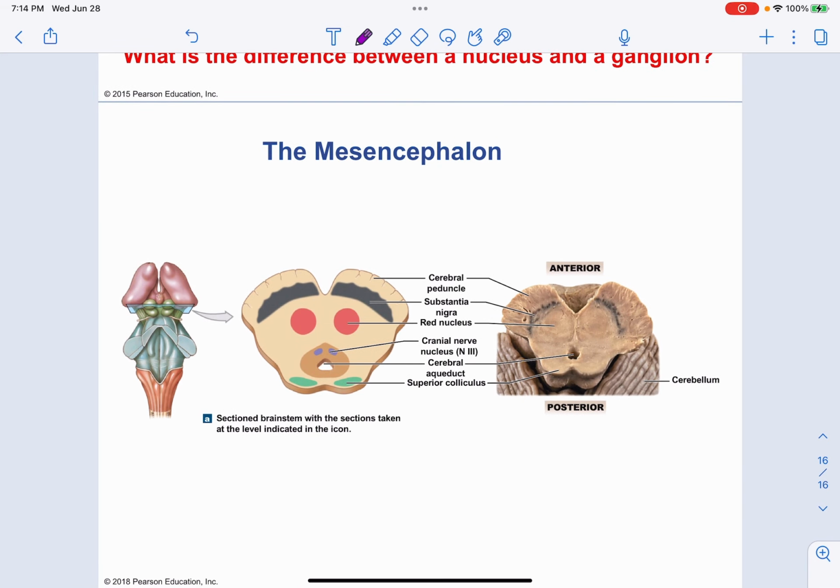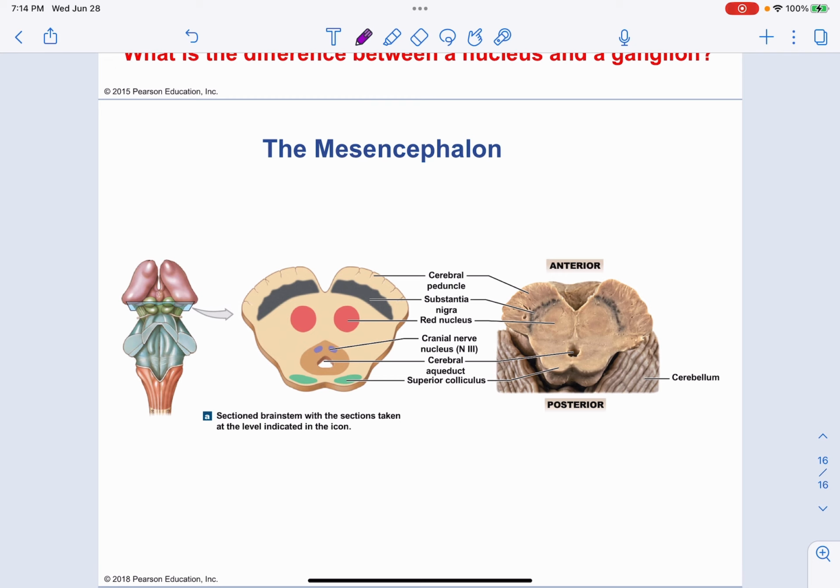So in this image, and then we'll come back to those other ones, this is a slice taken through the mesencephalon. You can see the cerebral aqueduct very nicely right there. You can see the superior and inferior colliculi. Oh, you can only see the superior in this picture. And then the two areas that are fairly dark, they're right here. These are the red nuclei.